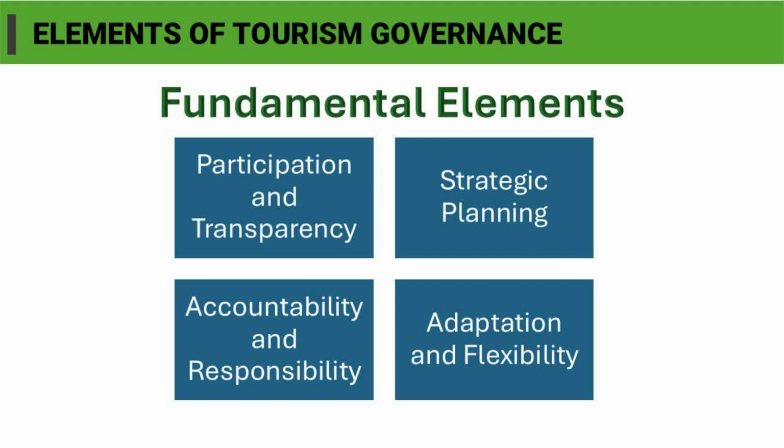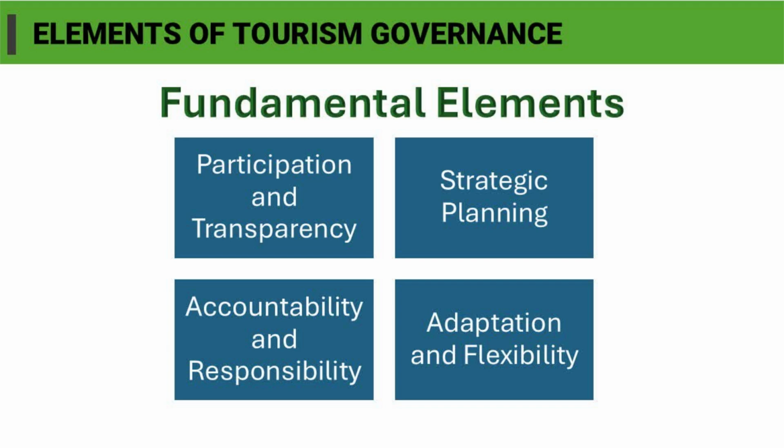The fundamental elements of tourism governance include participation and transparency, engaging all relevant stakeholders in the decision-making process, and fostering transparency in information and access. Strategic planning is also essential, aiming to design long-term policies and strategies to ensure tourism sustainability. Another key element is accountability and responsibility, establishing monitoring and evaluation mechanisms to ensure actions align with the set objectives. Finally, adaptation and flexibility allow tourism policies to adjust to changes and challenges, such as economic fluctuations or shifts in demand.